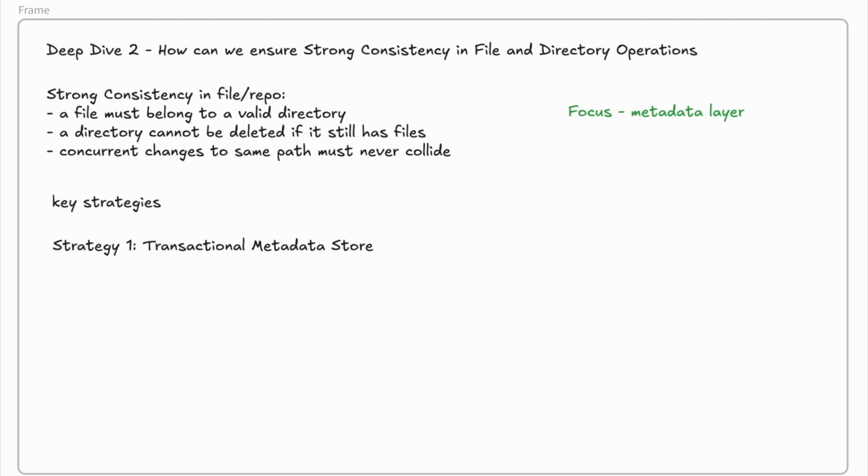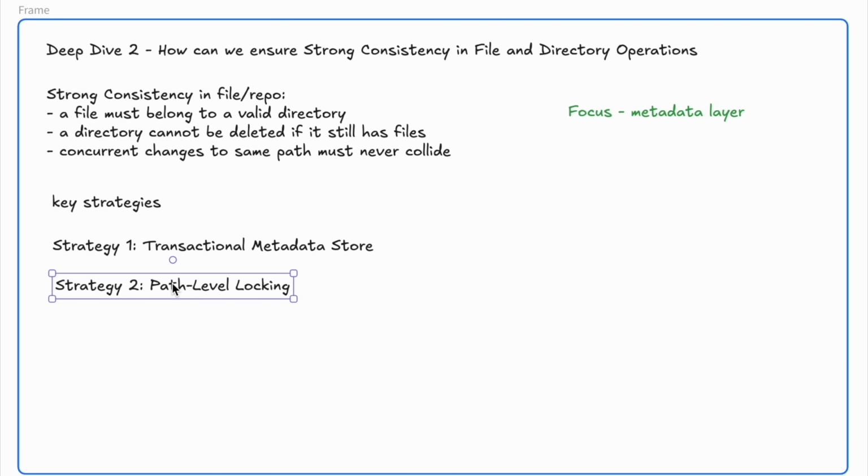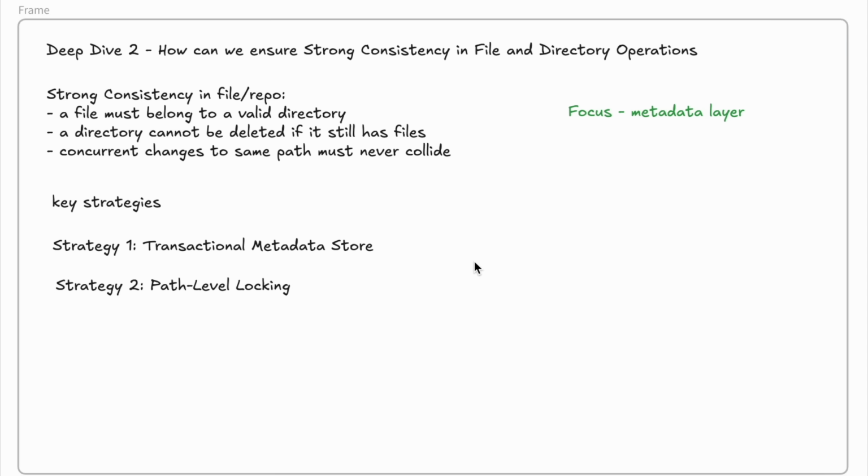Strategy 2. Path-level locking. To prevent race conditions, we introduce path-level locking on mutations. Anytime we want to modify a directory, say by creating a file inside it, we must first lock the parent directory path. This ensures that only one operation can touch that part of the tree at a time.